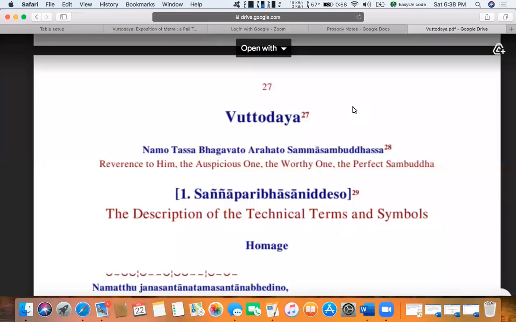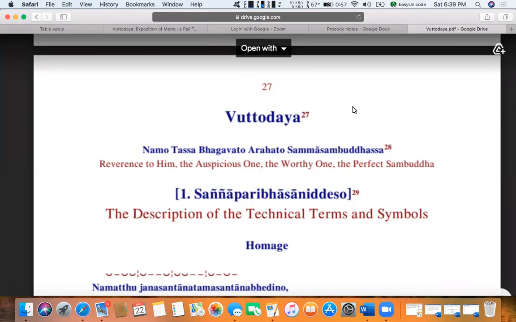Meter is the rhythmic structure of a verse. There are so many rhythmic structures to compose Pāḷi poems or verses, and those meters are included in prosody, in Vuttodaya. So Vuttodaya itself is the Pāḷi prosody, and within it there are so many meters, so many rhythmic structures to compose verses. Is the difference between prosody and meter clear? Yes, Vandeya.